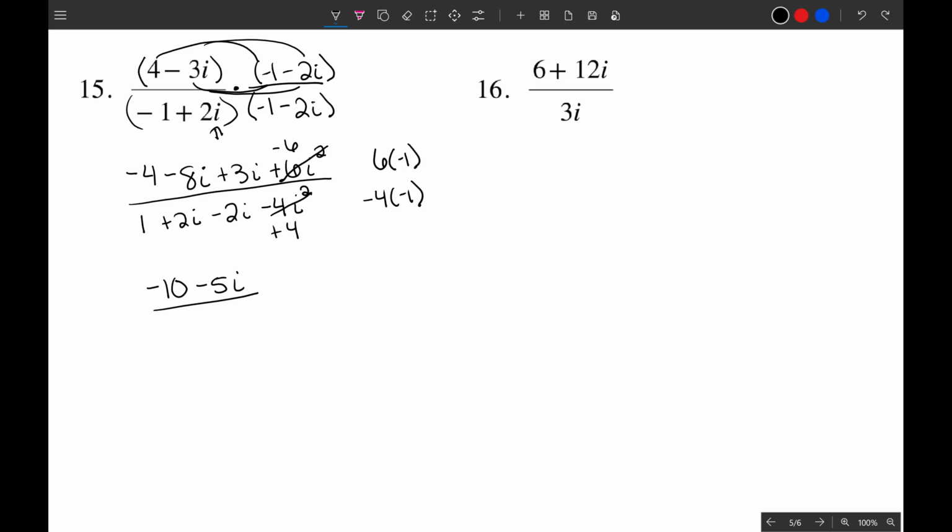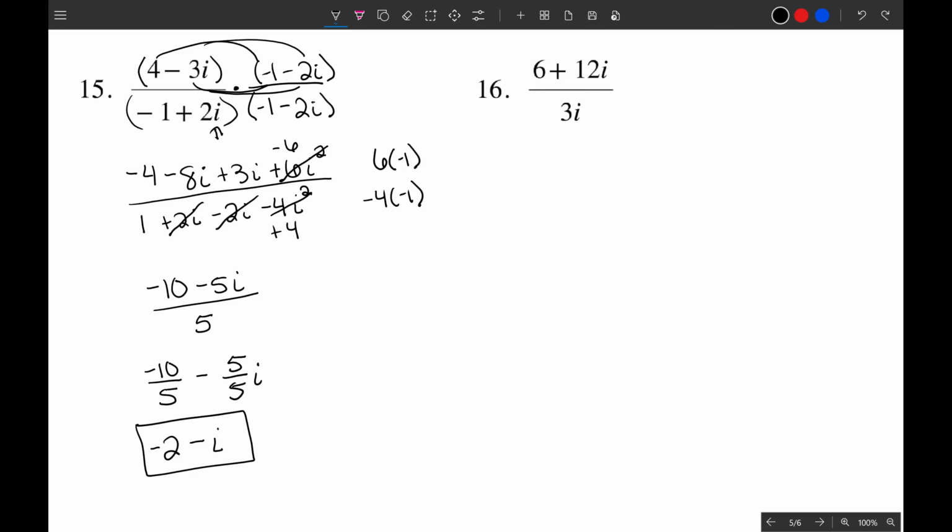On the bottom, the 2 in the middle should always cancel if you've done this properly. And then you have 1 plus 4, which is 5. So we have negative 10 over 5 minus 5 over 5 times i. Negative 10 divided by 5 is negative 2. 5 divided by 5 is 1, so we get negative 1 times i, which is just negative i.